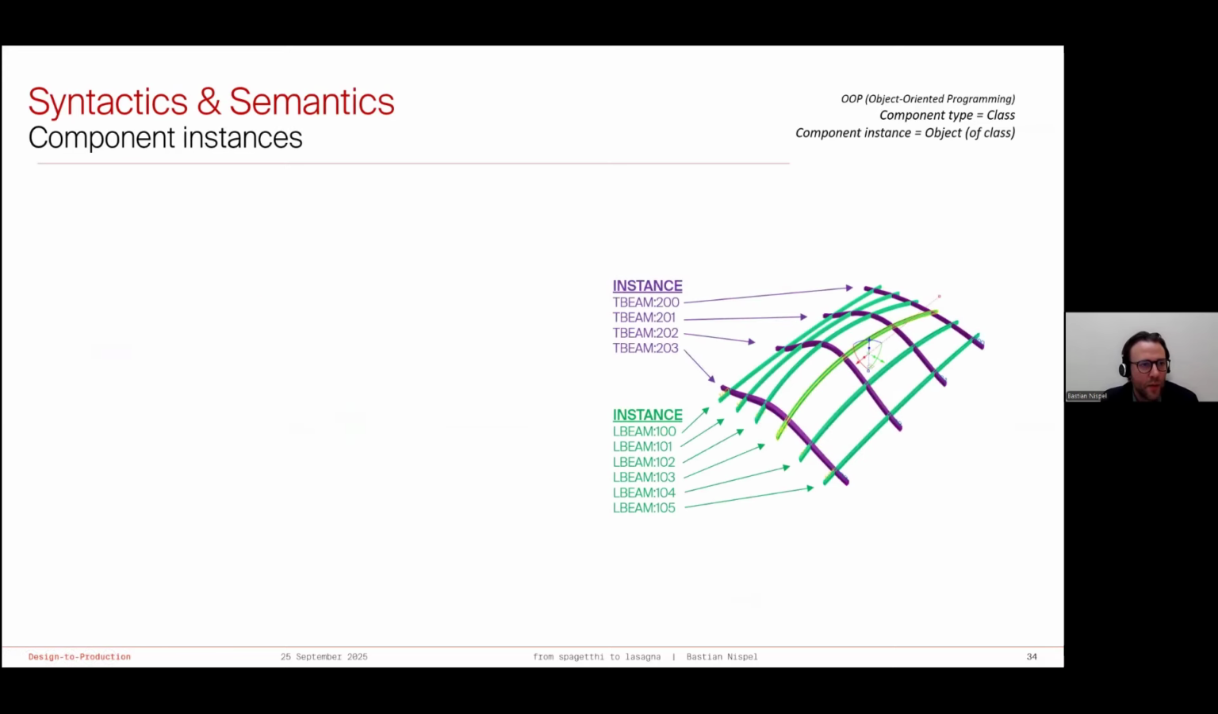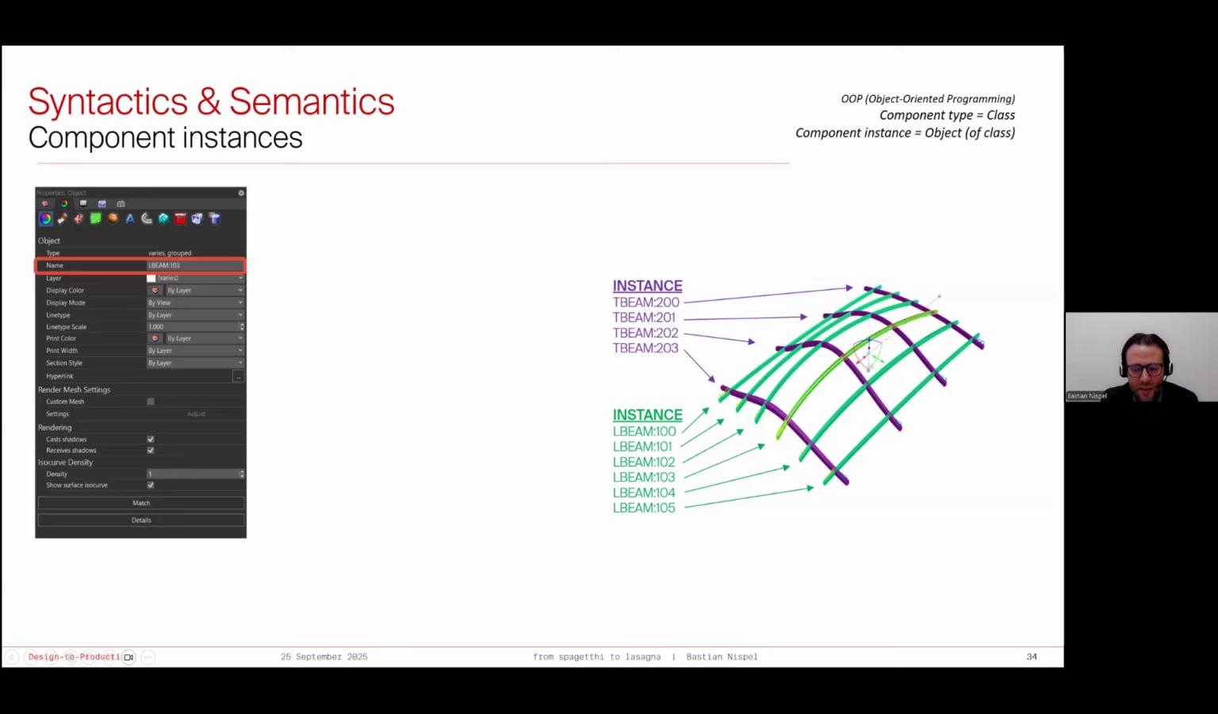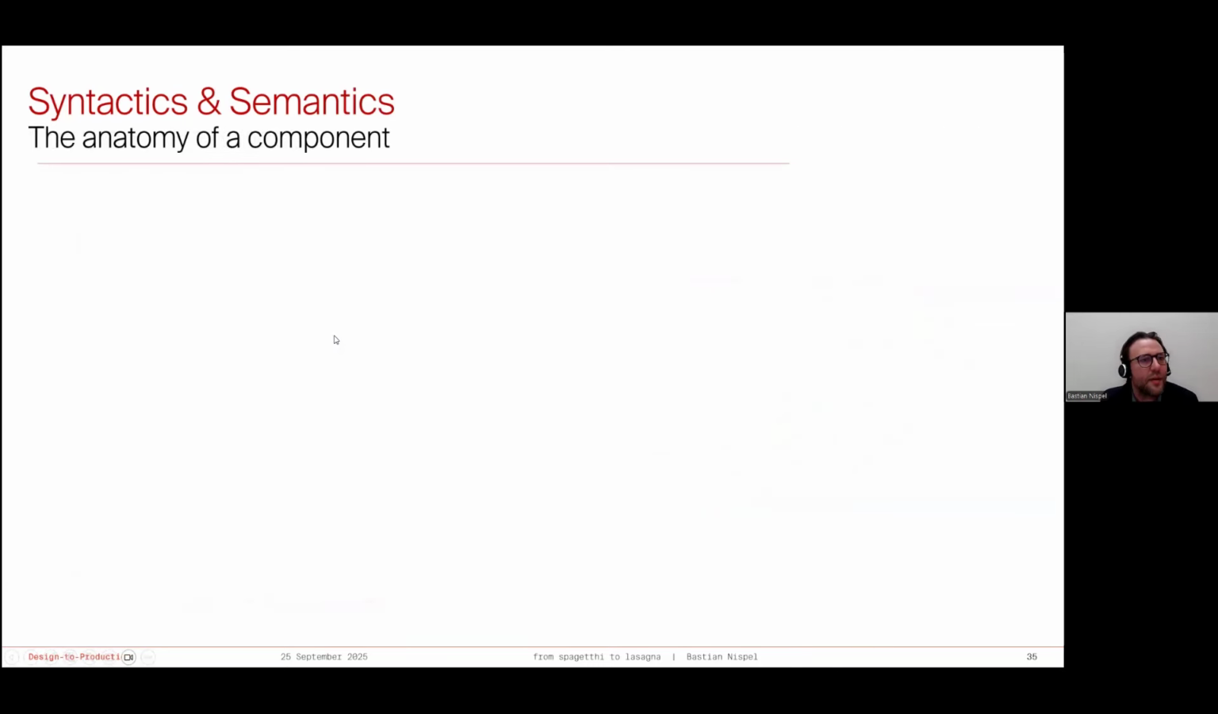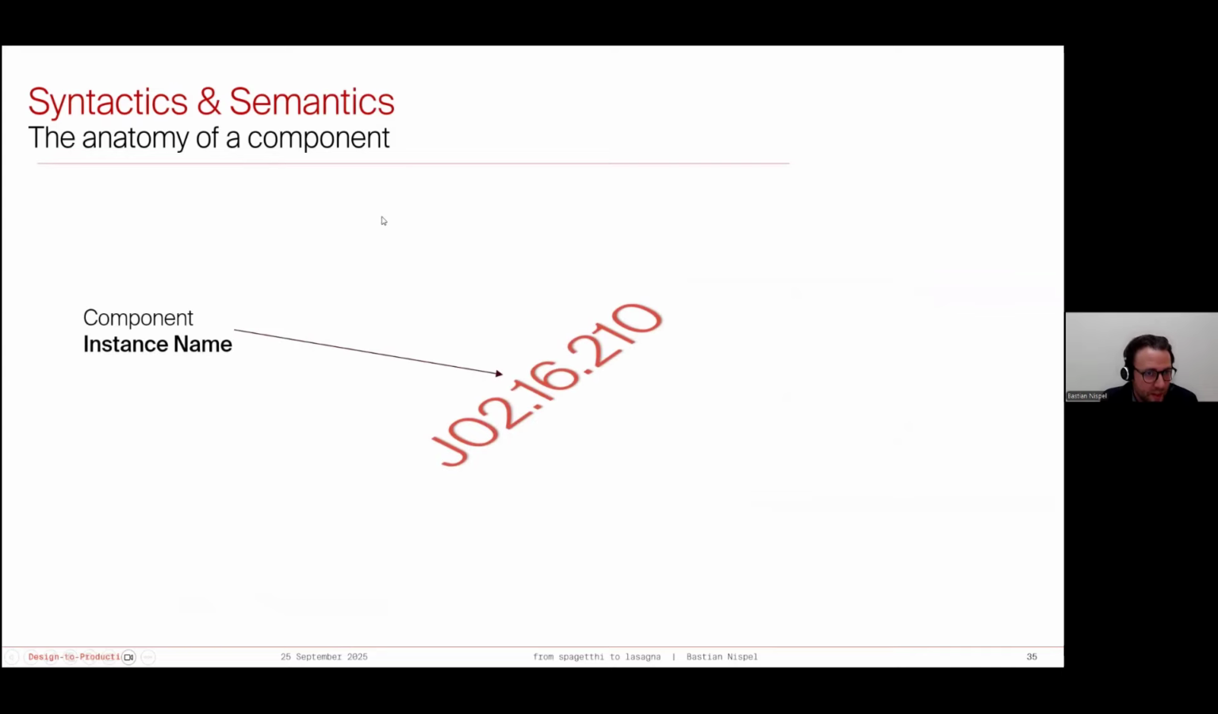All right. Now let's talk about the instance. Instances are not directly showing up in the layer tree, but they are named in the object properties. If you select an object, you see all the objects inside that group have the same name. And they are composed like this: you have the type ID, type delimiter, and the instance name. We have a component for that where you put in the information and in the end can bake it so that it becomes that one. All right, this is about the anatomy of a component.